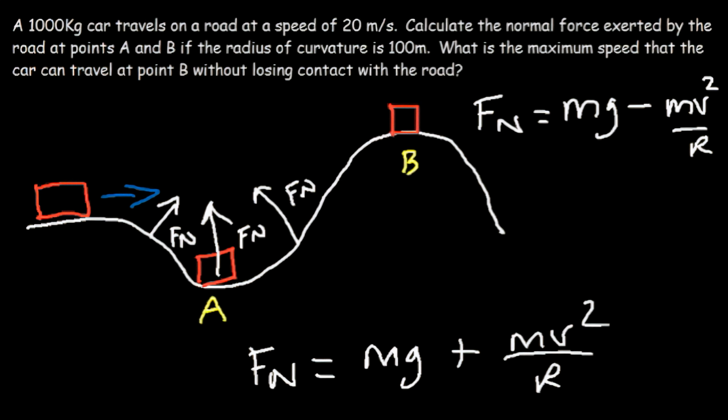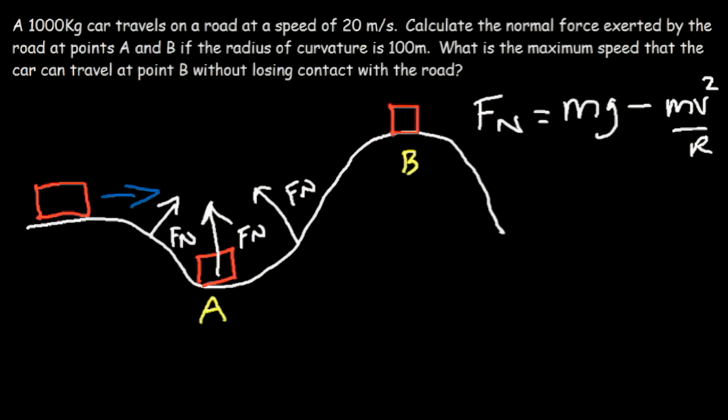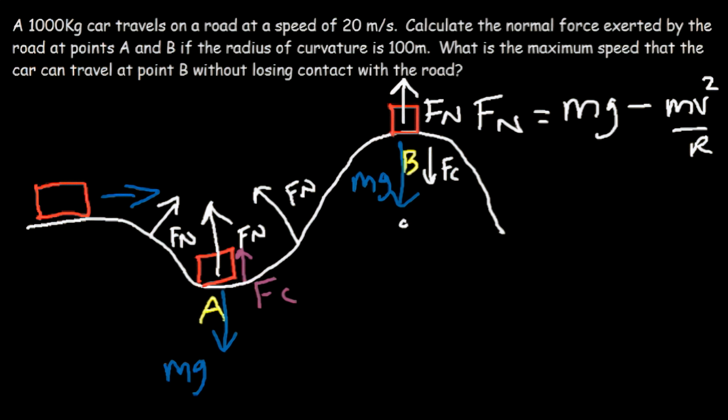So let's calculate the normal force at point A and at point B. For those of you who want to see the free body diagram, the weight force is directed downward and the centripetal force is directed upward towards the center of the circle. For this one, the normal force is directed upward, the weight force is directed downward, and the centripetal force is also directed downward towards the center of the circle.